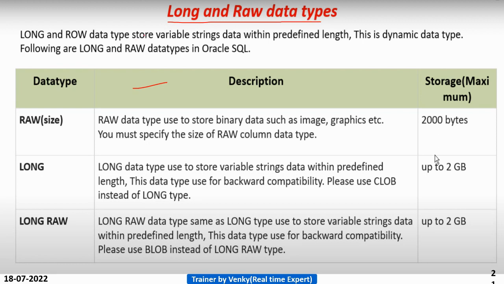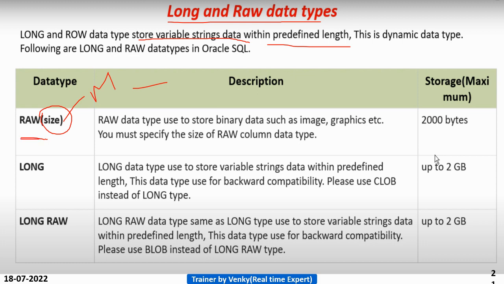LONG and RAW data types are used to store variable-length string data within a predefined length. LONG is a dynamic data type. For the RAW data type, you must declare the size. This bracket indicates mandatory. Many times I told.